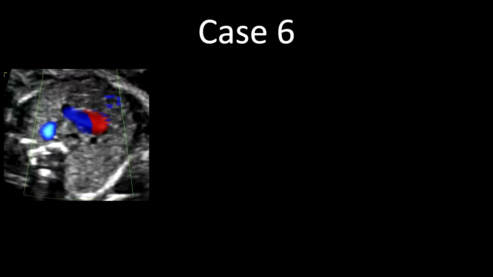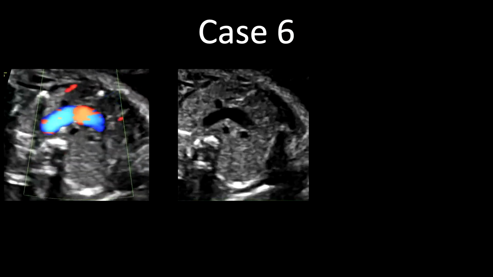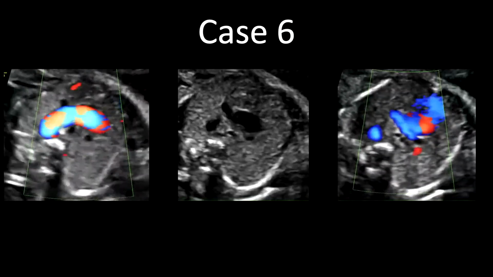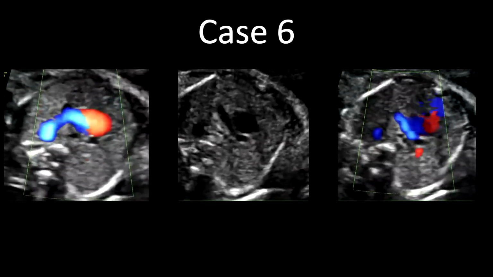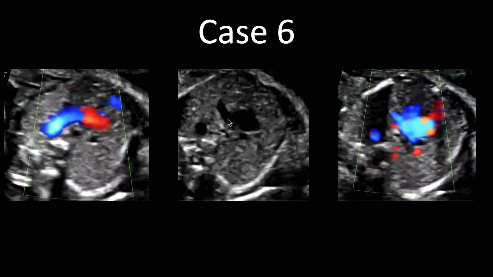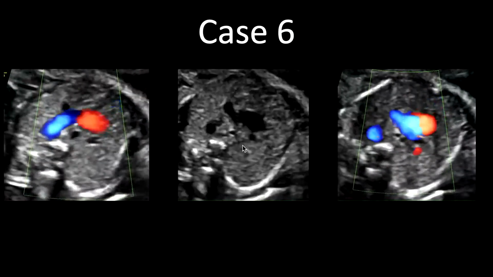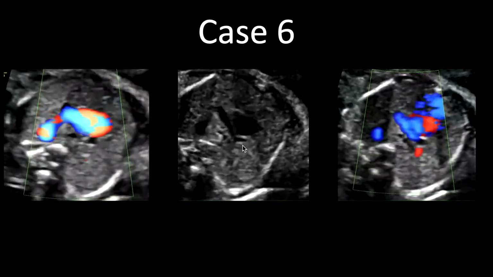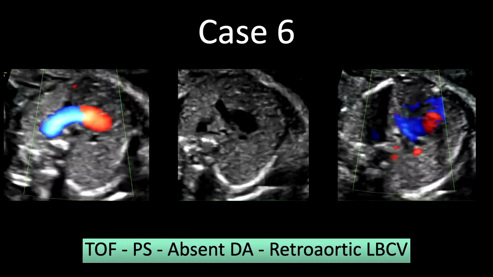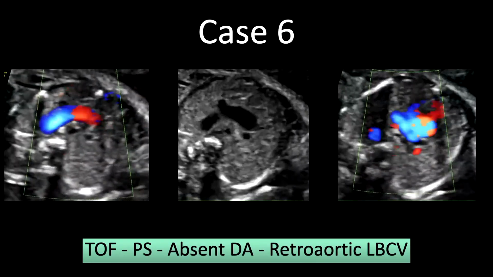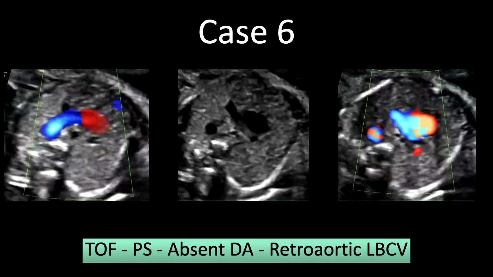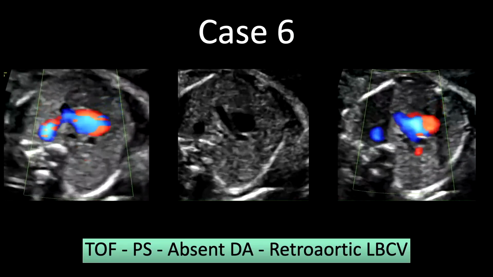How about this case here? What is this right here? I'm showing you just some features of that. That's the brachiocephalic vein that is under the aorta. So this is a retroaortic left brachiocephalic vein, again with absent ductus and tetralogy of Fallot.